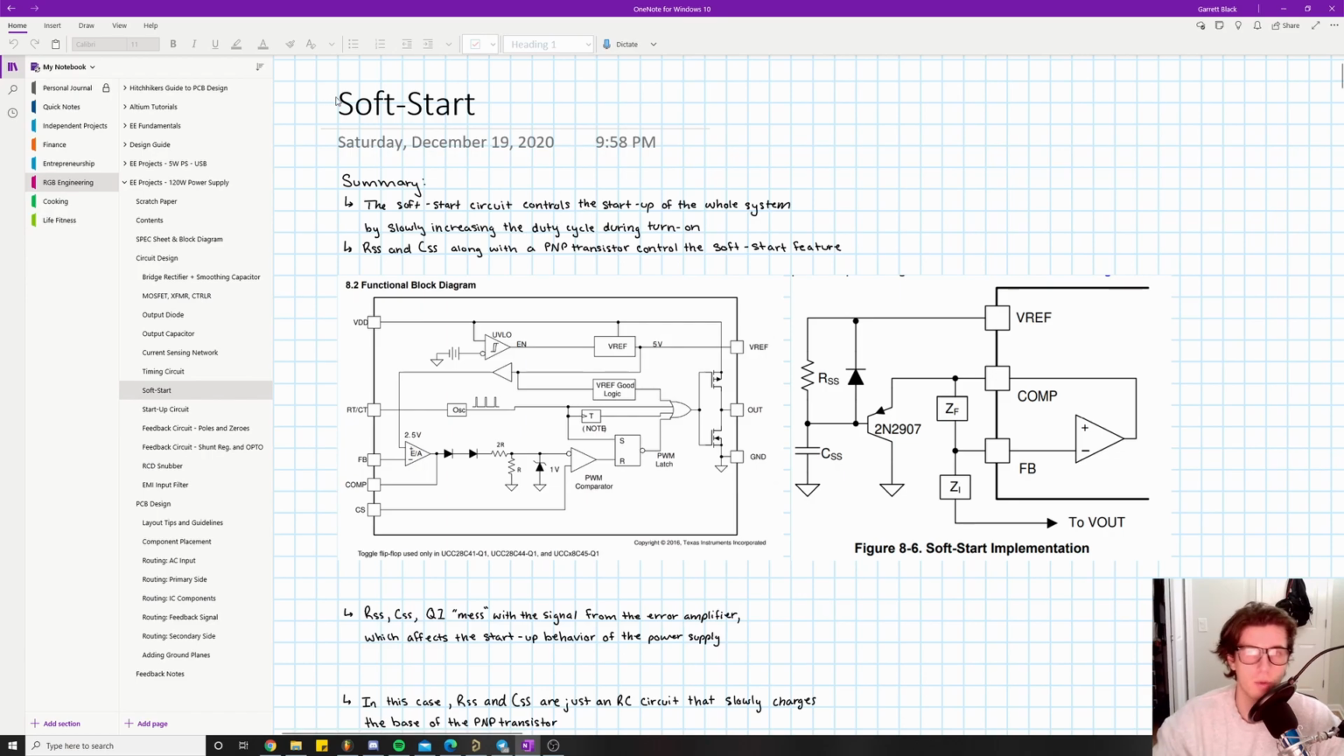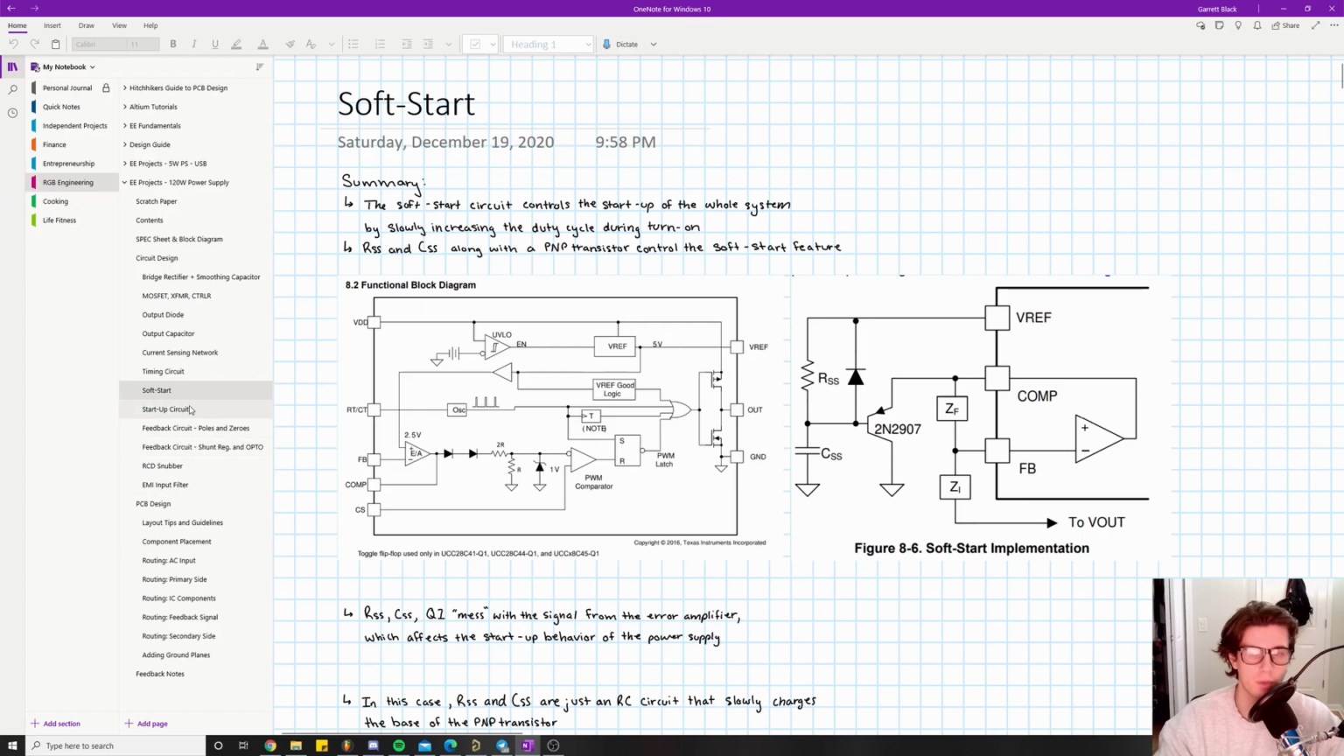And also I want to differentiate the soft start circuit from the startup circuit, right? Those two sound kind of similar. But the key difference in what I just said is the soft start circuit controls the behavior of the entire power supply, right? Versus the startup circuit controls the behavior of just the chip.